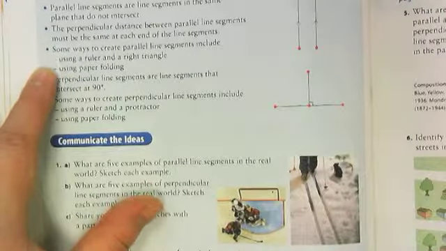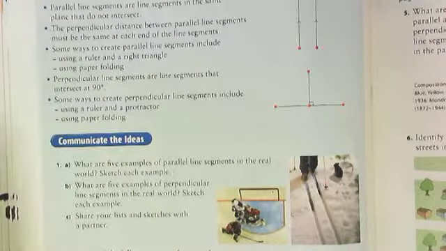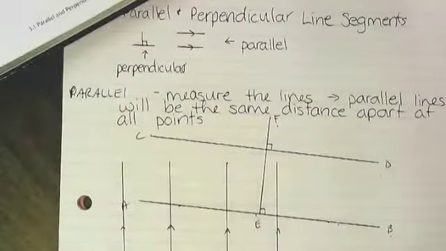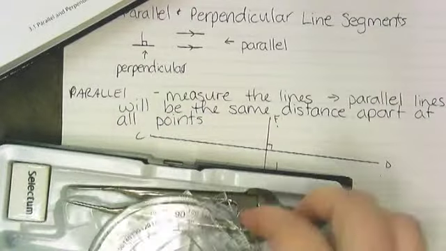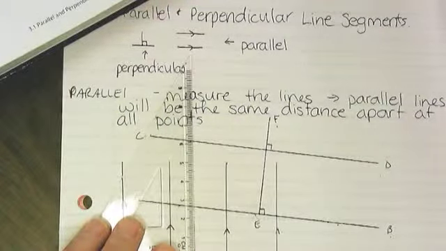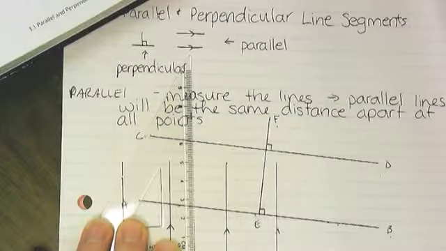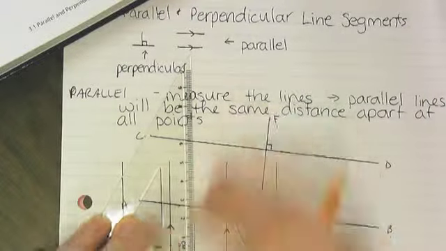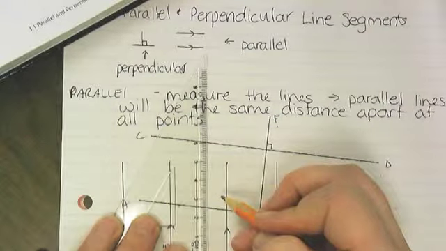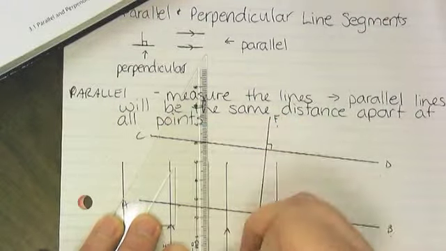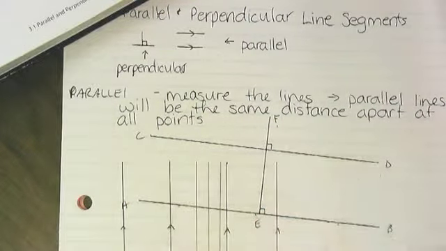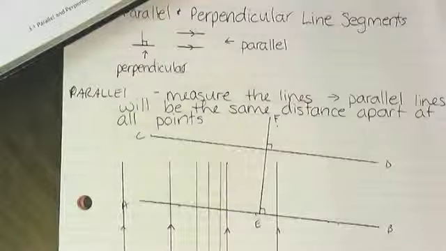Some ways to create parallel line segments include using a ruler and a right triangle, or using paper folding. Ruler and a right triangle in your geometry set. I can use this because this makes my right angle. I can use this to draw lines that are parallel to this one. You can also use your protractor for that. Protractor and a ruler would be fine. This is just another way.